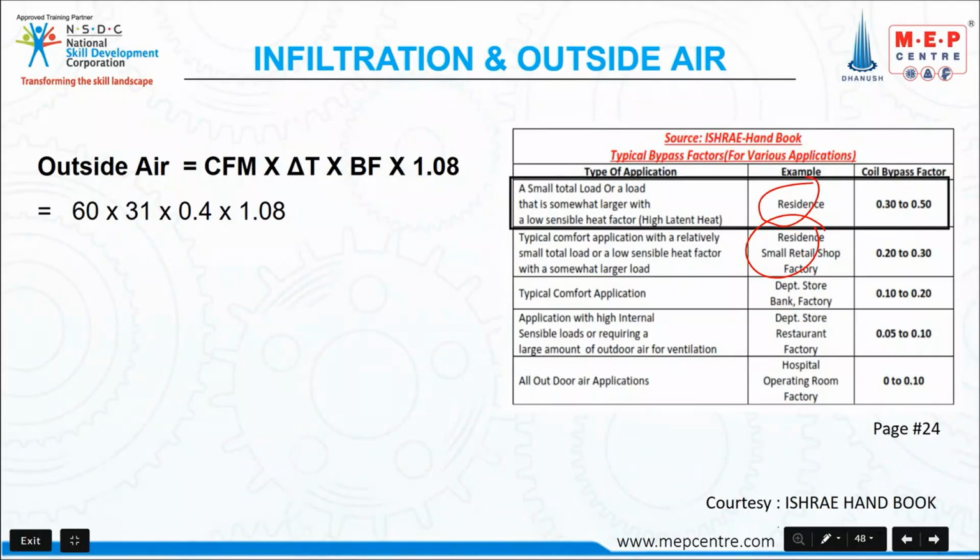Or you can also take 0.4. Not exactly, 0.3 or 0.4, 0.5, in between you can take. Okay. So 0.4, which is 803.52 BTU per hour. And this you will get from page number 24. So this also came, the outside air infiltration came.